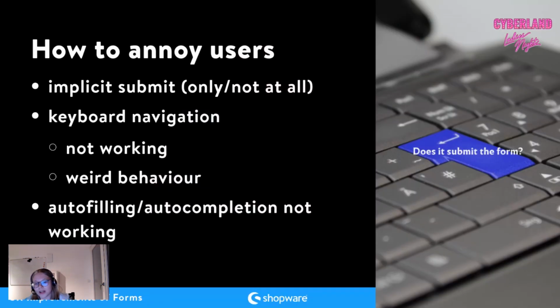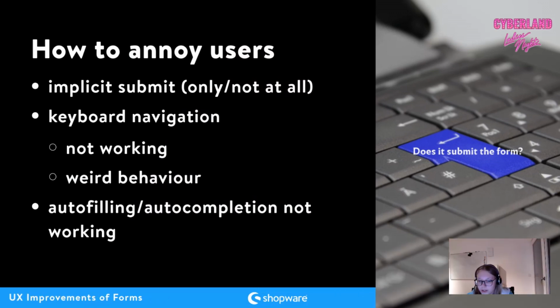But before I tell you about how to improve it and why we even do it, I want to give you more examples of how to annoy users when using forms. So about keyboard navigation, I talked about it before. It's not even that it's sometimes not working at all, but it's also sometimes weird behavior. So when you use tab to get into the next form field and you end up completely on a different area on that page and you don't know where you are anymore.